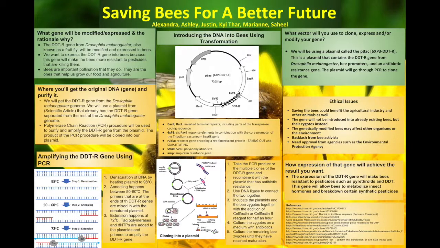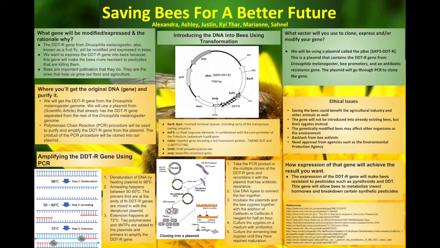The first step of the polymerase chain reaction procedure is denaturation. Denaturation of DNA happens by heating the plasmid to 98 degrees Celsius for about 15 to 30 seconds. During this, the double-stranded DNA is denatured to single strands due to the breakage of weak hydrogen bonds.